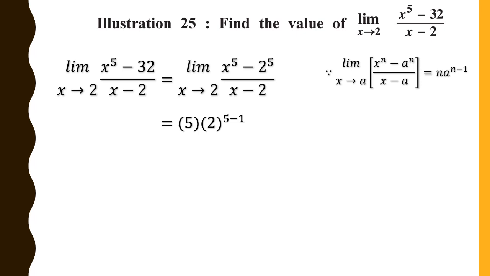Now 2 raised to 5 minus 1: first solve the power, then multiply. If you multiply first you will make a mistake. So first solve the power. 5 minus 1 makes it 4. So 2 raised to 4 is 16, and 16 fives are 80. So your answer for this equation is 80. The limiting value for limit x tends to 2, (x raised to 5 minus 32) upon (x minus 2), is 80. Let us take one more sum to understand it better.